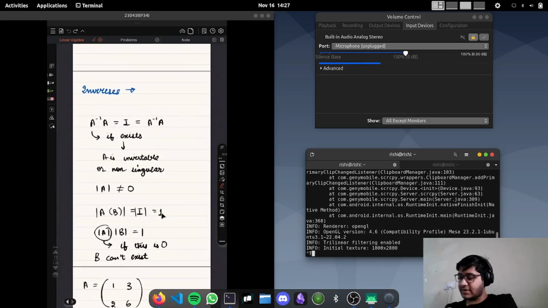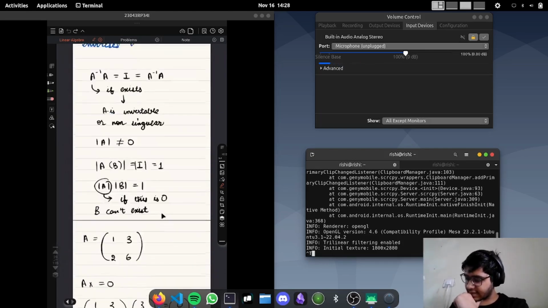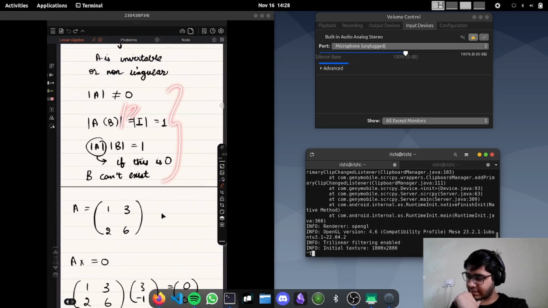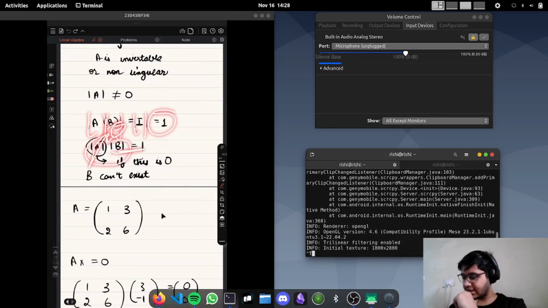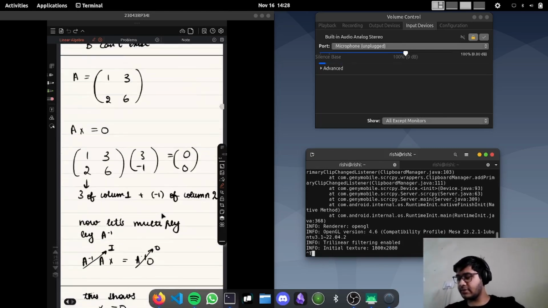Inverses. A inverse A equals I equals A A inverse. We know that if the inverse exists, A is non-singular. This is essentially the basic proof from 12th or maybe 11th standard: if the determinant is not equal to 0, A will be invertible. If A times B is I, where B is the inverse of A, and we take the determinant of both sides, this will be 1, and it should not be 0. If it were 0, it can't be 1, so the inverse can't exist.